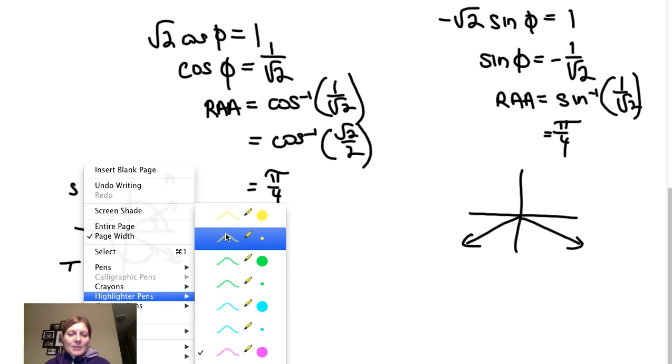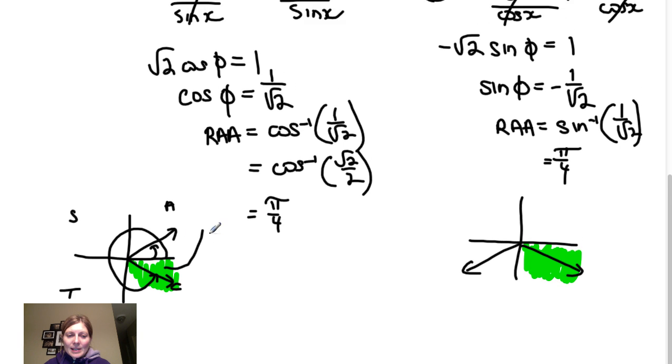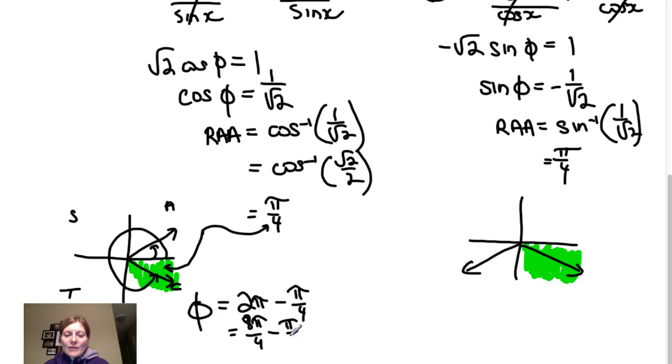And you can see, just grab my highlighter here, you can see that it's going to occur here in equation 4. And so that's the terminal arm I'm going to consider. So now I know that my related acute angle is pi on 4, so that means this little piece right in there is equal to pi on 4. So that means that phi is actually equal to 2 pi minus pi on 4, which is 8 pi on 4 minus pi on 4, which is 7 pi on 4.